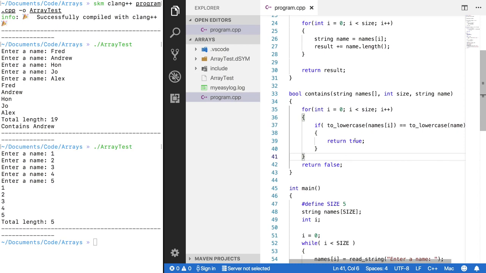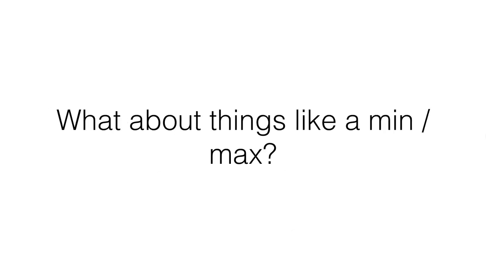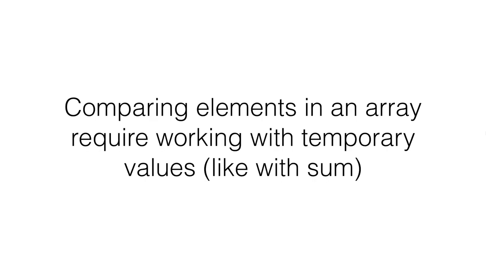If you're returning the value itself, you need to have some meaningful default. What about things like minimum and maximum? These are a little bit more tricky. In these cases, you want to compare the elements against some temporary value, sort of like we did with sum, where we stored a temporary sum that we added to each time. In this case, you would compare the current value against that value.